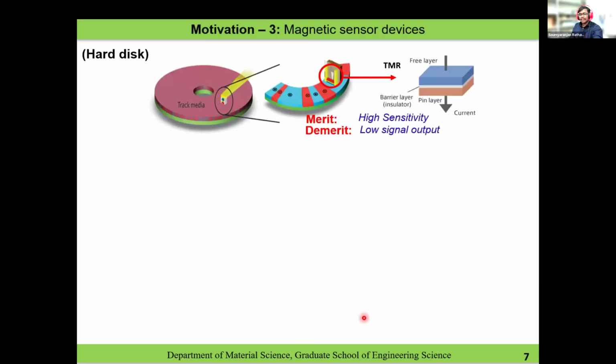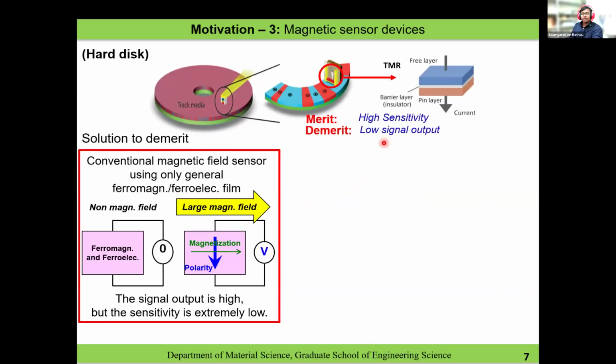Here I'll be presenting three devices and I will show three materials for the respective devices. So this is the third device, a sensor device. In a sensor device like TMR, the sensitivity is very high, but the signal output is very low. So how to solve this problem? We came with the first solution. If we use a multiferroic layer, then we can detect the signal. But the problem here is that it can detect only a large magnetic field. But if there is a magnetic field that is very small in power, then it cannot detect. Now the question is how to solve this problem.